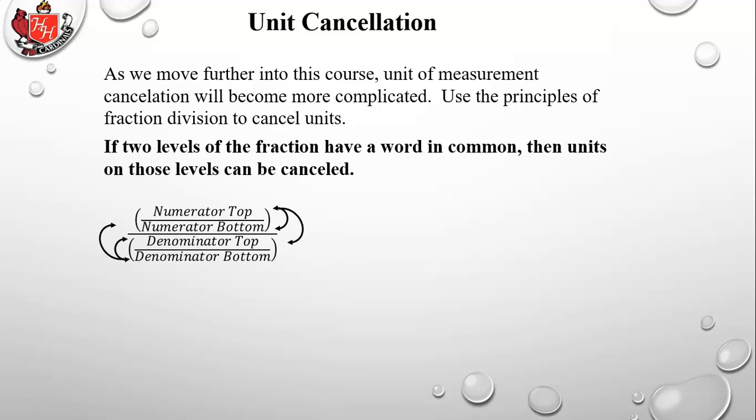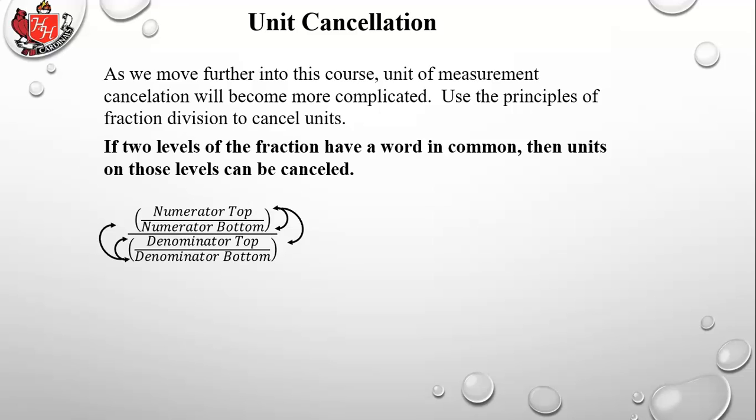So let's say we have a fraction on top of a fraction. So we basically have 4 levels there. Numerator top, numerator bottom. That's the fraction that's in the numerator. And then you have a fraction down on the bottom in the denominator, and we'll call that fraction denominator top, denominator bottom. So if you have 2 of the same units of measure, and they're in levels that have a word in common, then they can be canceled.